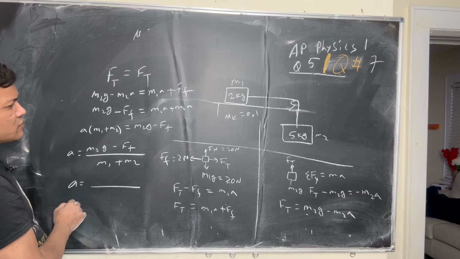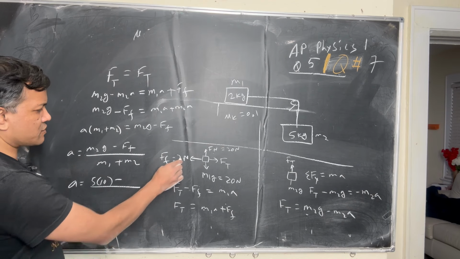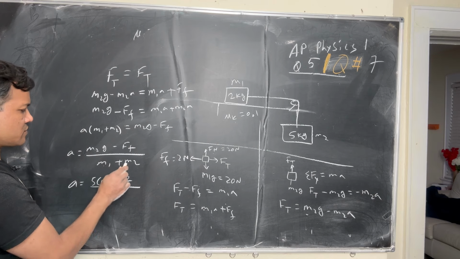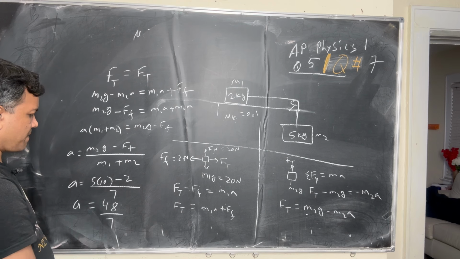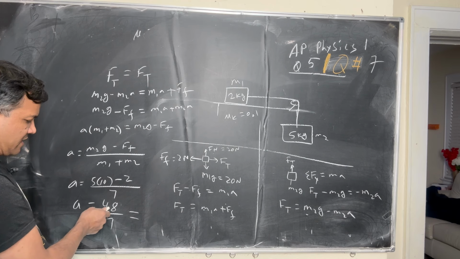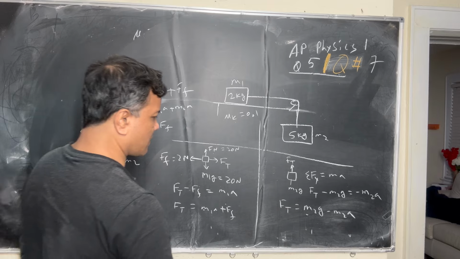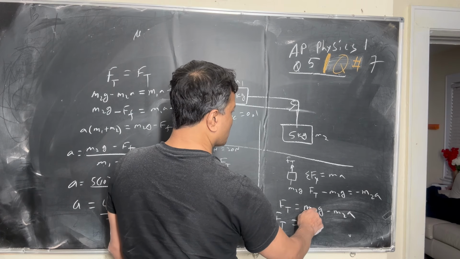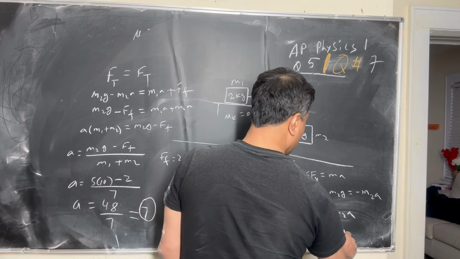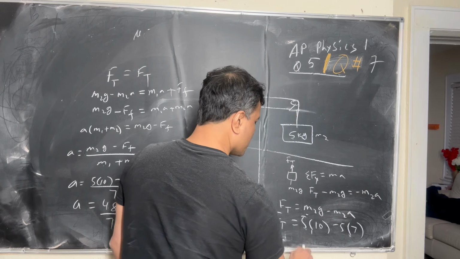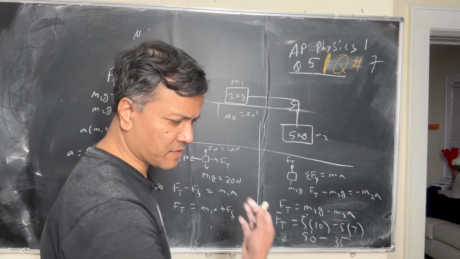A is M2, which is 5 times 10, minus Ff, which is 2, over M1, which is 2, plus 5, so 7. So 50 minus 2 is 48 divided by 7. So let's pretend like this is 49. So this is 7. Okay, now Ft. So Ft is M2, 5 times 10, minus M2, 5 times a, which is 7. So 50 minus 35. So 15, Ft is 15, whatever it is.